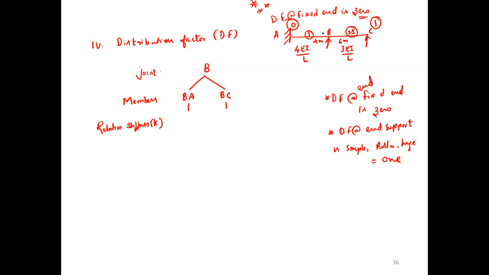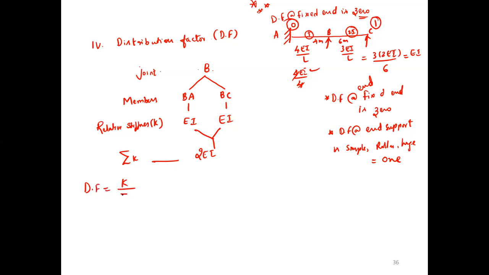Now tell me, what is 4EI by L? 4 into I, and L is 4, so you are getting EI. What do we get for BC? 3 into 2EI by 6, that is EI by L, so EI. Now you do sigma K. Do this sum. How much is sigma K? 2EI. Now distribution factor equals K by sigma K.